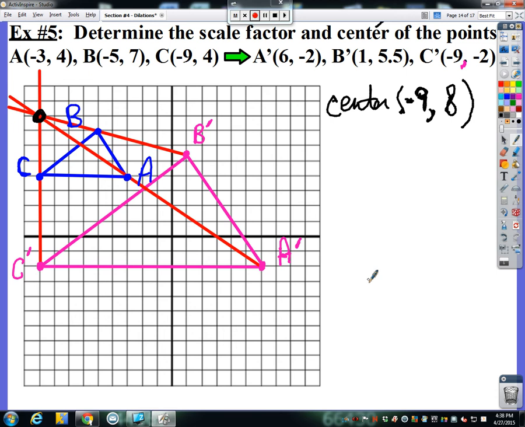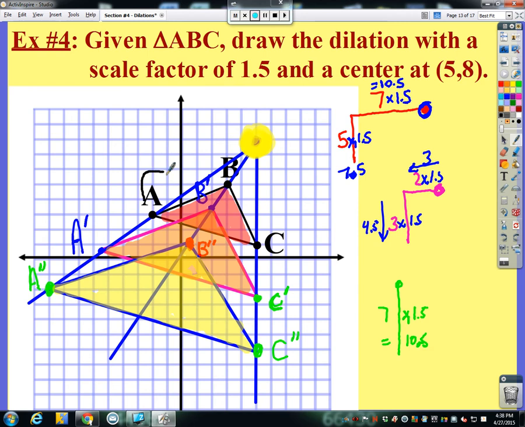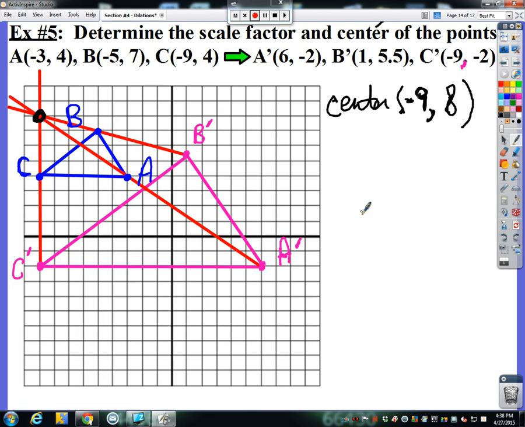Now, this is something that I mentioned in the previous example, where I said this distance between a pre-image and the center is like saying a scale factor of 1. So from B to the center, this much is a scale factor of 1. And from the center to C, this was like a scale factor of 1. So if we go back to our problem, from our center at negative 9, 8, let's say green, from the center to B, this is like saying a scale factor of 1. We need to figure out how much more this is so that we can add that onto our 1.